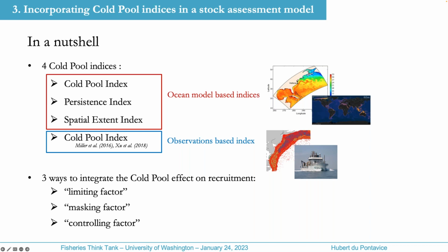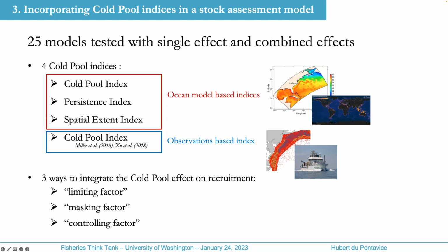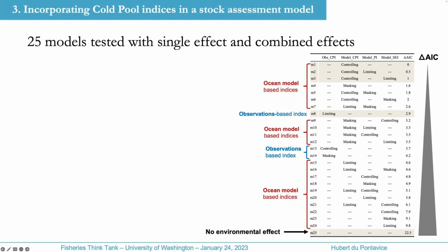Moreover, we tested 3 different ways of integrating the cold pool effects on the yellowtail flounder recruitment, based on different underlying ecological assumptions. So the cold pool could be a limiting factor, a masking factor, or a controlling factor. Using the different cold pool indices and the different ways to integrate them, we fitted 25 WAA models with single cold pool effects and combined effects with 2 cold pool indices. So here are the 25 models we tested.